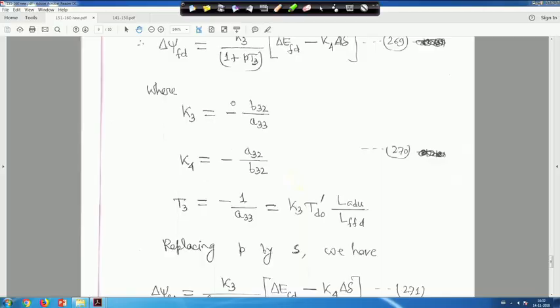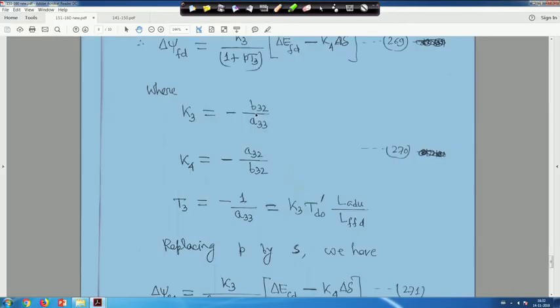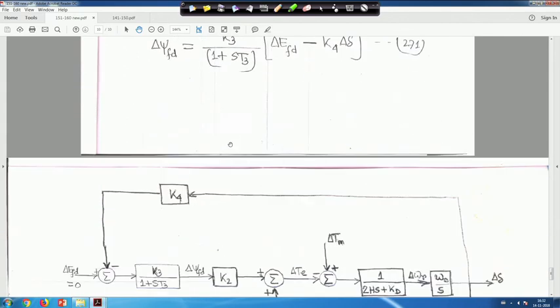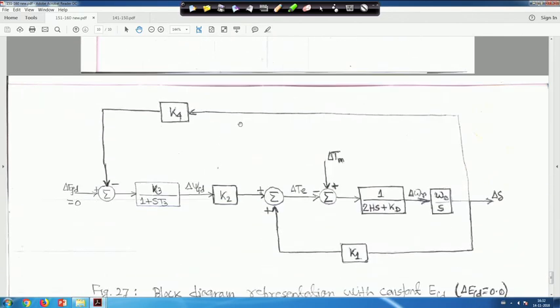Okay. So, from here we finished in the previous lecture. Now replace p by S, you have delta psi fd will be k3 upon 1 plus S T3 in bracket delta Efd minus k4 delta delta. This is equation 271, right. Next, after this the block diagram is drawn.